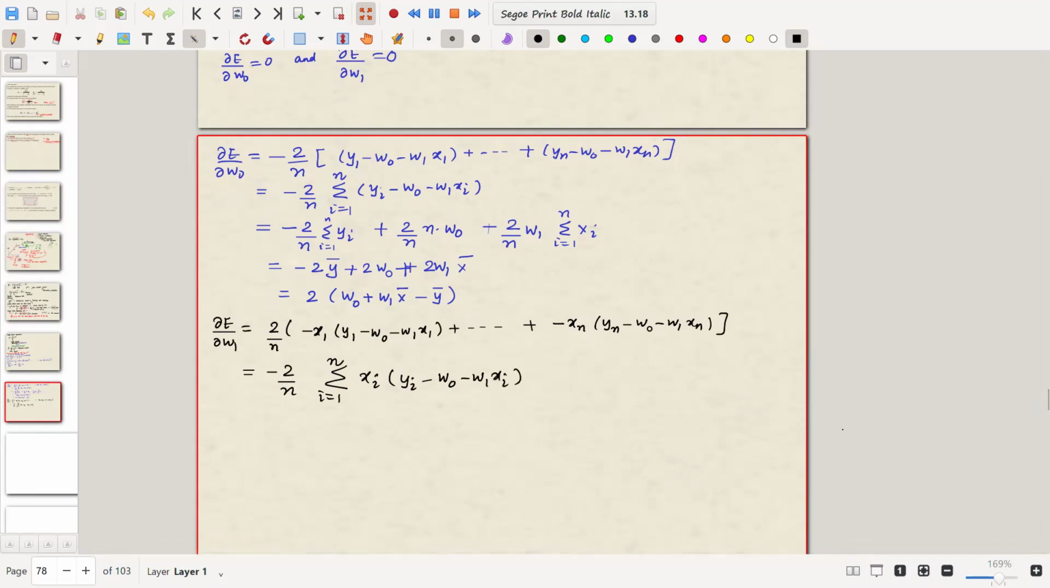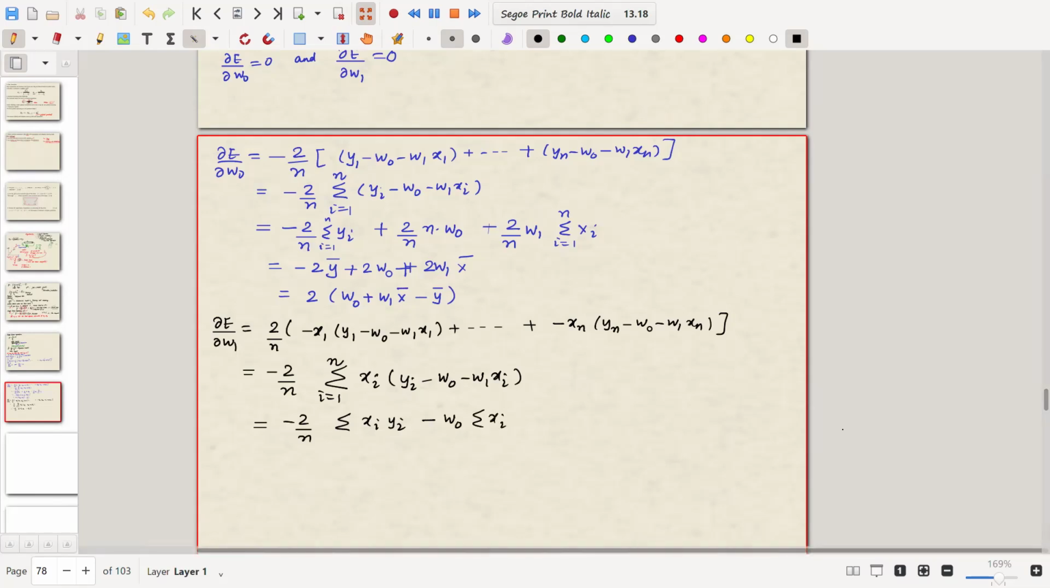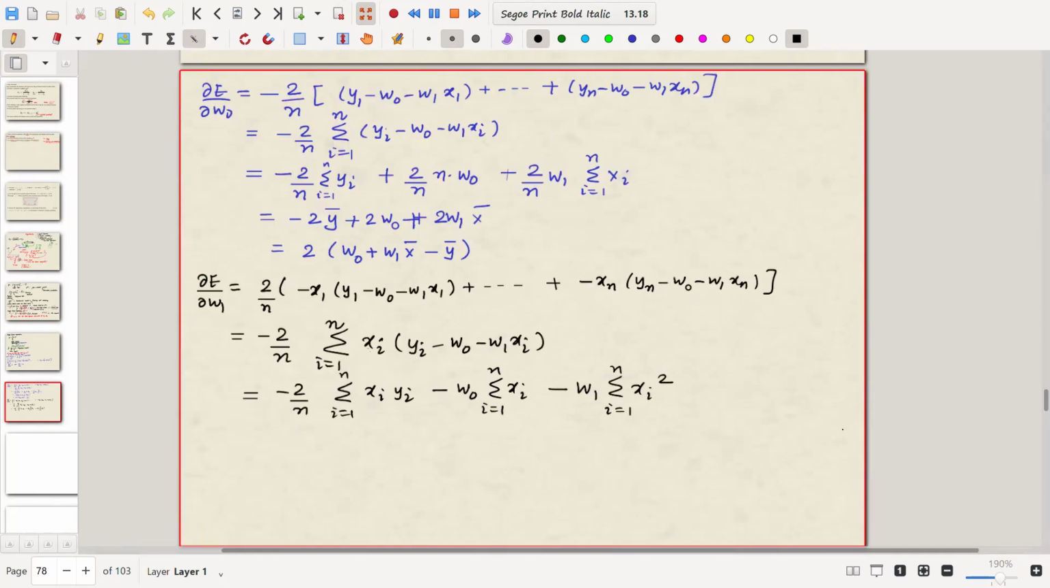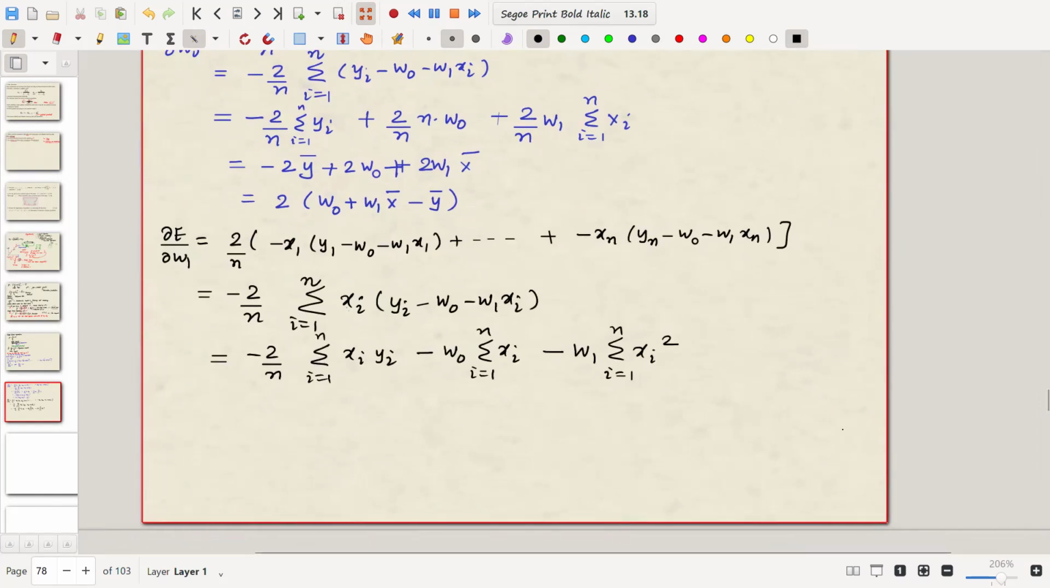Can we simplify this much further? What do you think? So what will we have? -2 by n summation xi yi, right? Then minus w0 is a constant. Take it outside. w0 summation xi. Okay. Minus w1 is again a constant, but is multiplied by xi, so summation xi squared. All places i equals 1 to n. Is it okay? Okay, right? So can we simplify even further?